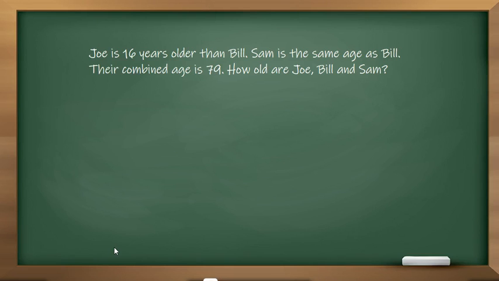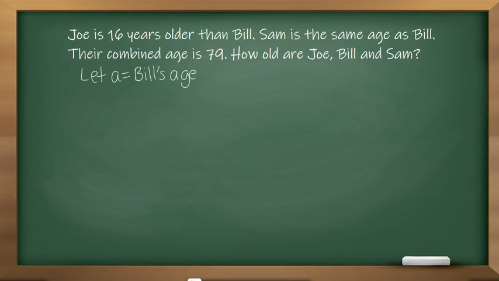So the first thing we need to do is define a variable. I think I'm going to use A, and it's going to be the age that Bill is. So A is going to equal how old Bill is. Now that I've got my variable, I need to look at what's going on. So I've got Joe, Bill, and Sam, and I want to know how old each person is. So I think the next thing I'm going to do is figure out an expression for each person's age.